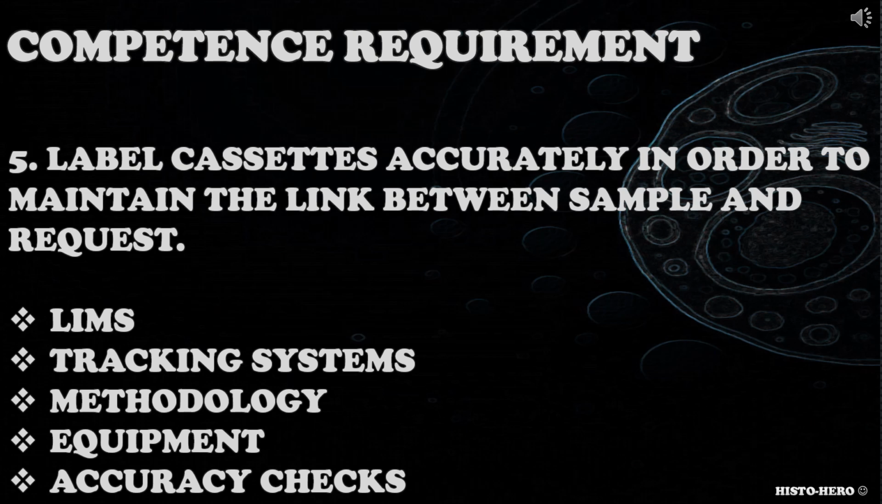The fifth competence requirement is label cassettes accurately in order to maintain the link between the sample and request. Candidates should be able to label cassettes accurately to maintain the link between the sample and request. Does the candidate know why specimen labeling is important? Do they know about the labeling system used in your lab to use it correctly? Do they know what could happen if the sample was incorrectly labeled? Can they generate cassettes for samples? Do they know how samples are tracked throughout the lab? When addressing this competence requirement, candidates could consider LIMS system, tracking system, methodology used to generate cassettes, equipment used to label cassettes, checking accuracy of generated cassettes, and so on.